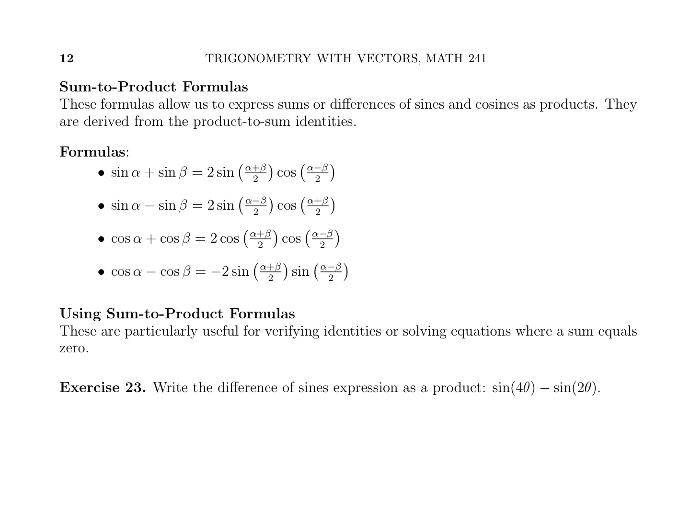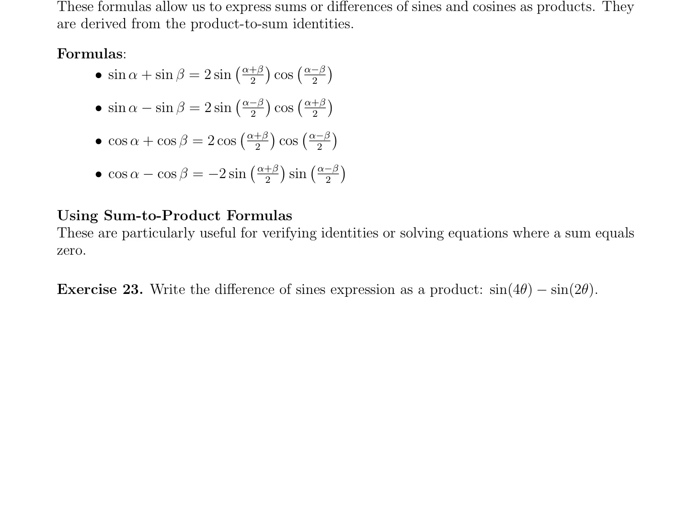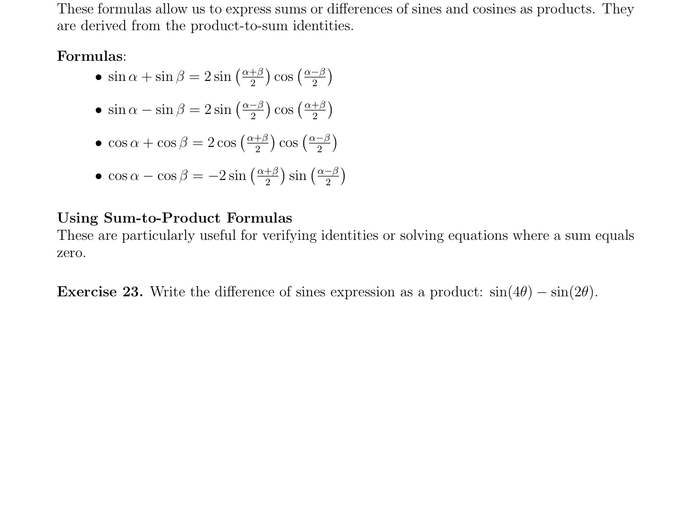the formulas that are going to go in the opposite direction. The sum to product formulas. And same thing, there are 4 of them. So let's go see how this is going to be used. This time they want us to write the difference in terms of a product. And it tells you here that these are particularly useful when verifying identities or solving equations where a sum equals 0.